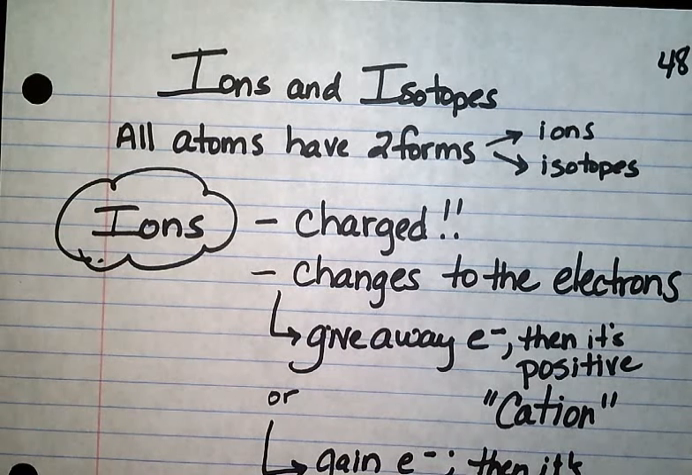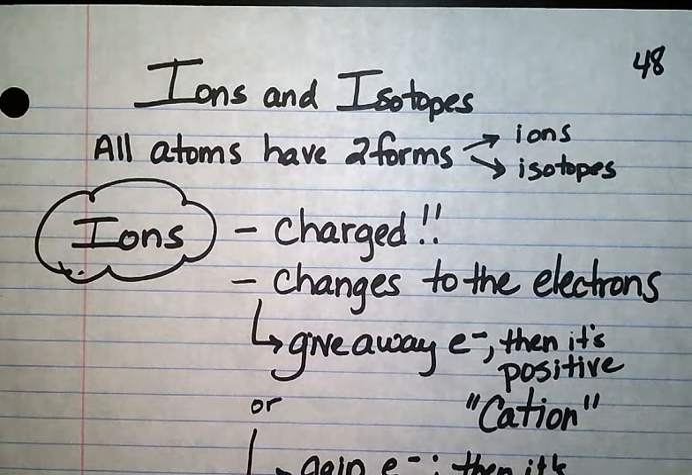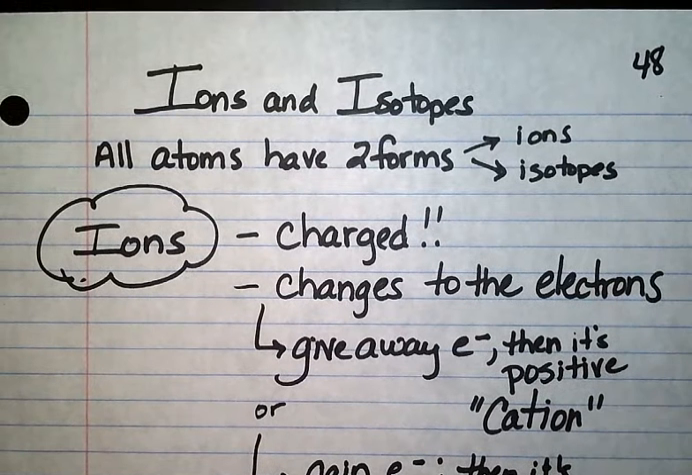All right, these are the notes that we did today in class. It is Monday, October 15th, and we took these notes over ions and isotopes on pages 48 and 49. We did guided practice on one side and these notes on the other.